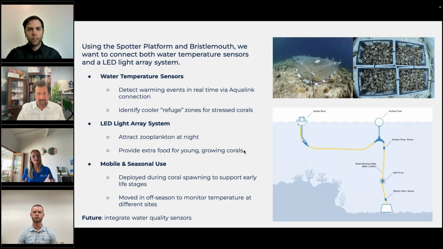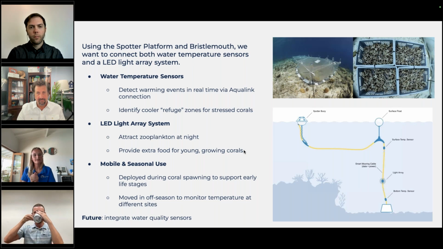But because these Spotter platforms are also so lightweight and mobile, we're thinking of using them also in the off-coral spawning season to move them around and find areas where maybe the water temperatures are lower, or just knowing what the water temperature is doing at all these different locations. In addition, we're also hopefully looking into maybe integrating some water quality sensors or anything else that could be available to us to help us make more data-based decisions for restoration work.